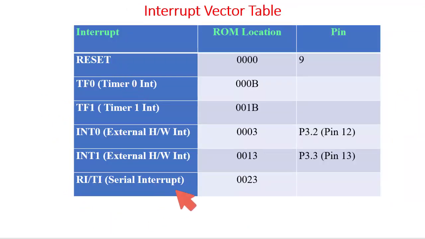These are the 6 interrupts. Reset, the memory location is 00. Timer overflow interrupt for timer 0, the memory location is 000B. Timer overflow interrupt for timer 1 is 001B. External hardware interrupt INT0, the memory location is 0003. External hardware interrupt INT1, the starting memory location is 0013. And for serial communication RI/TI, the memory location is 0023.